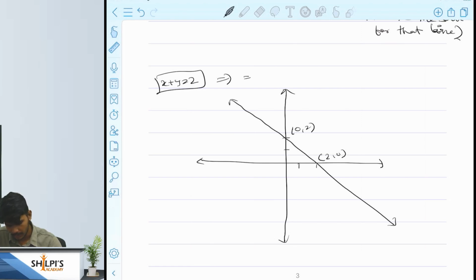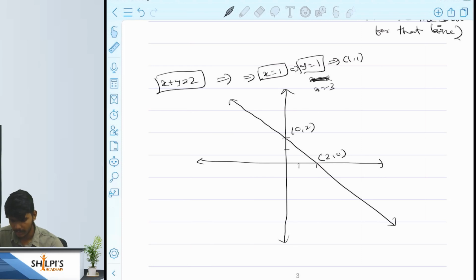For an example, if I take x equal to 1, I'll get 1 for y. Similarly, this will give 1 comma 1. Similarly, if I take x equal to 2, we have done this before, so skip it. If I take x equal to 3, what will I get for y? 3 plus y equal to 2, I'll get y equal to minus 1. So this will be like 3 comma minus 1.